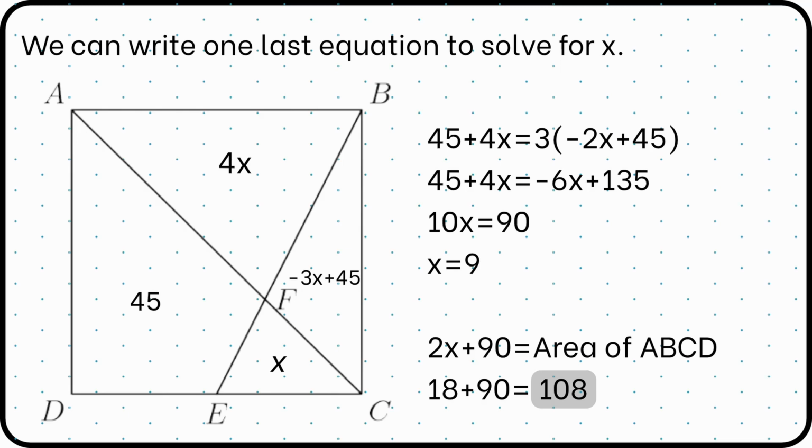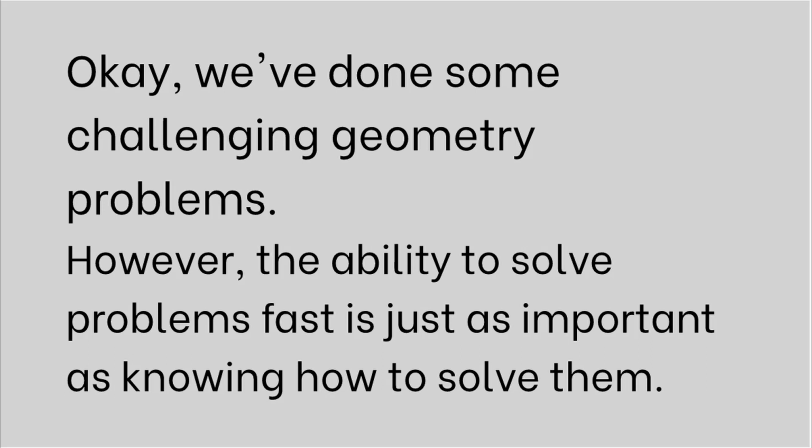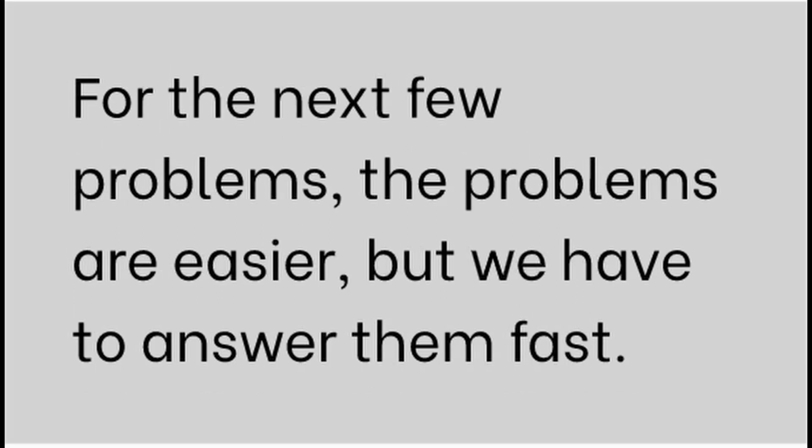Now, because we already know that the area of ABCD is 2x plus 90, we can just plug x in, and 18 plus 90 is equal to 108, which is our answer. Okay, we've done some challenging geometry problems. However, the ability to solve problems fast is just as important as knowing how to solve them. So, for the next few problems, the problems are easier, but we have to answer them fast.